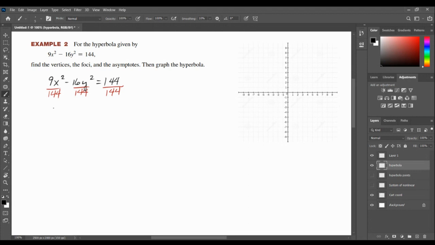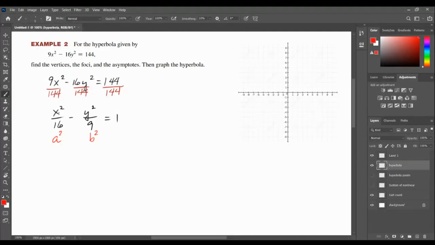And it turns out that 9 times 16 is 144. So this simplifies to x squared over 16 minus y squared over 9 equals 1. Now, as a reminder, this first denominator is not always the largest one. It is in this case, but for a hyperbola, it's not always the largest. Just keep that in mind. All right, but the first one is always a squared. And the second one is always b squared.